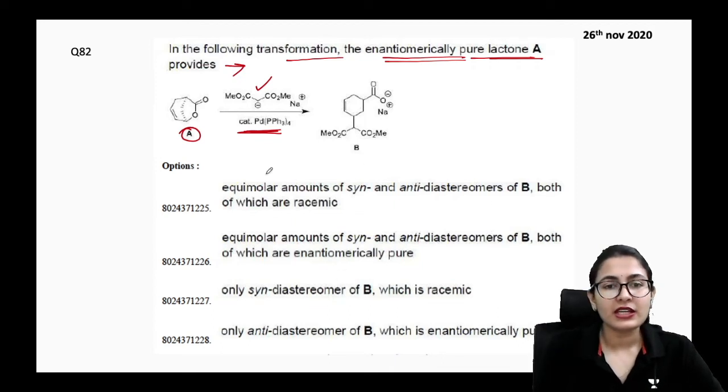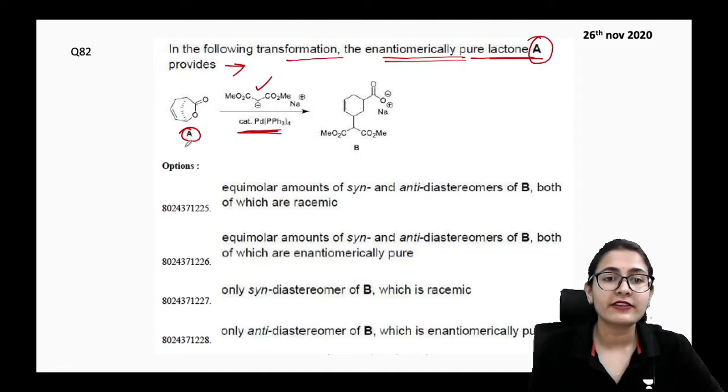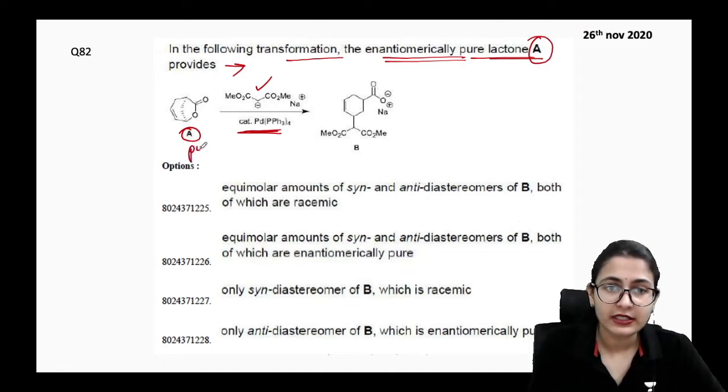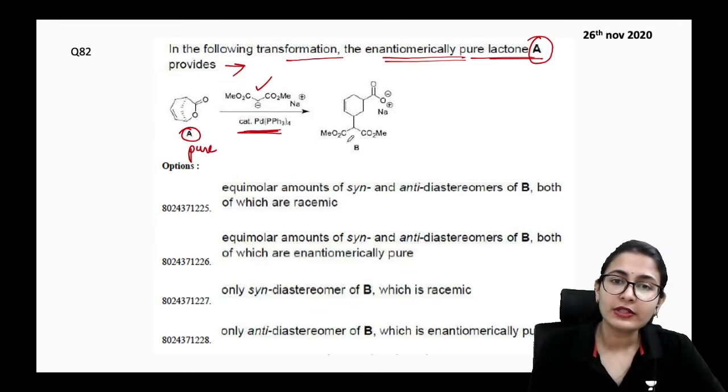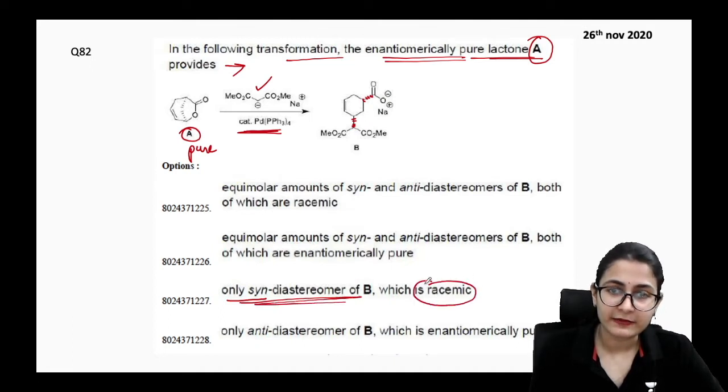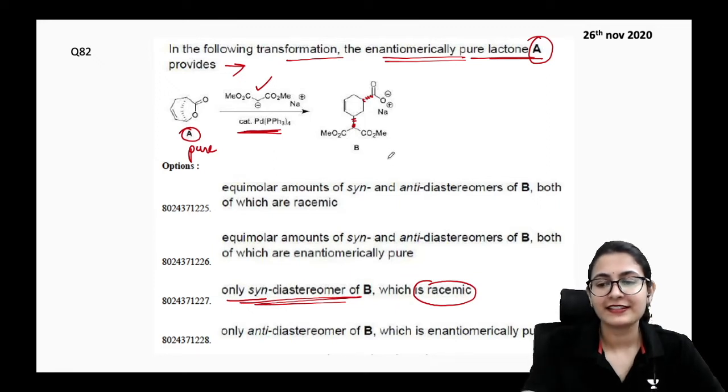So what is the question asking? Enantiomerically pure lactone A. So yes, guys, when the lactone is pure, then the attack is only taking place from below the plane, isn't it? This attack was from below the plane. This is also from below the plane. That is not a problem. You are only getting a syn diastereomer of B, which is racemic. Alright, why is it racemic? You are getting a syn diastereomer, that's okay.